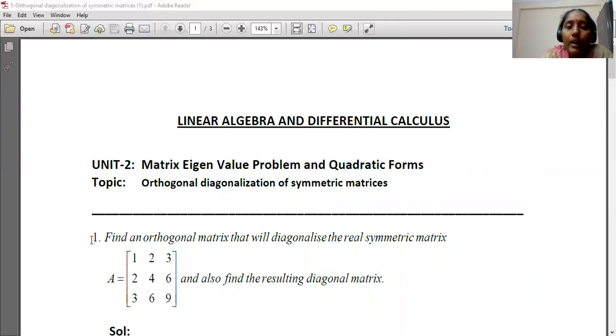Okay, now we move to an example: how to find an orthogonal matrix that will diagonalize a real symmetric matrix. Here we are considering A is 1, 2, 3, 2, 4, 6, 3, 6, 9. For this matrix, find an orthogonal matrix that will diagonalize the real symmetric matrix and also find the resulting diagonal matrix.